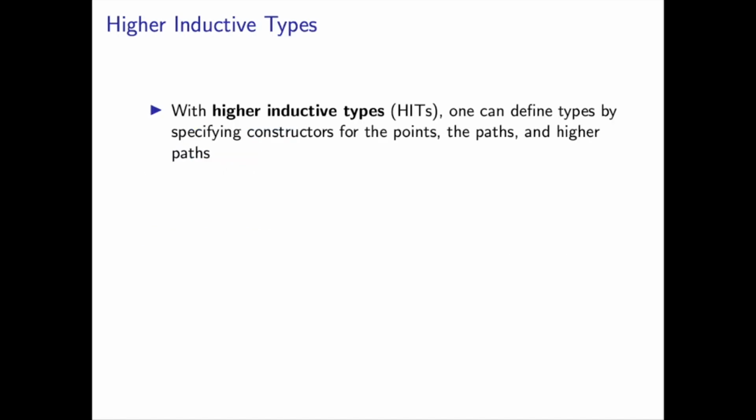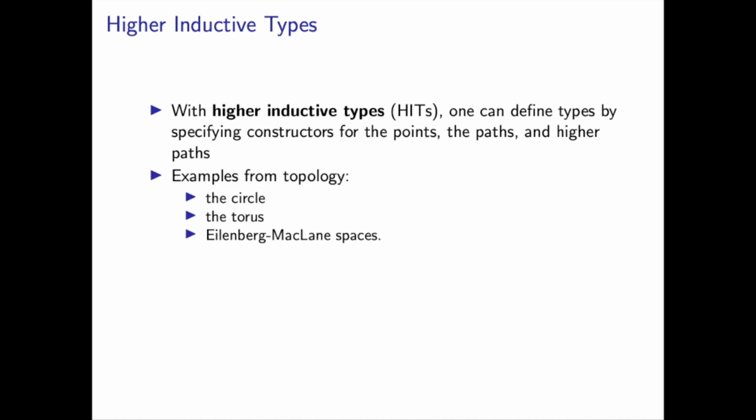The main topic of this talk is higher inductive types, and we abbreviate that by HITs. Higher inductive types are an important feature in HoTT since they allow you to define types by specifying arities for the constructors for the points, paths, higher paths, and so on. For this reason, you can use them to define numerous interesting types. For example, you can use them to define spaces from topology. The circle, the torus, Eilenberg-MacLane spaces, all of them can be defined as a higher inductive type.